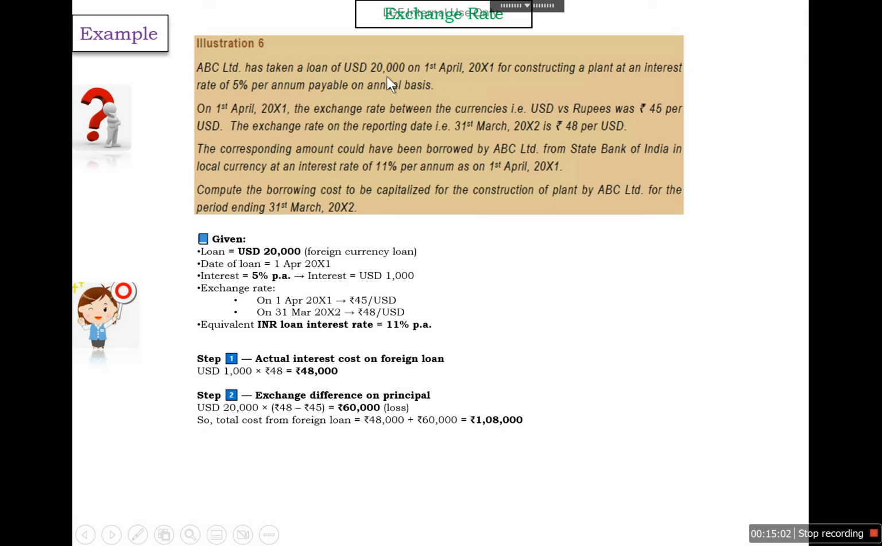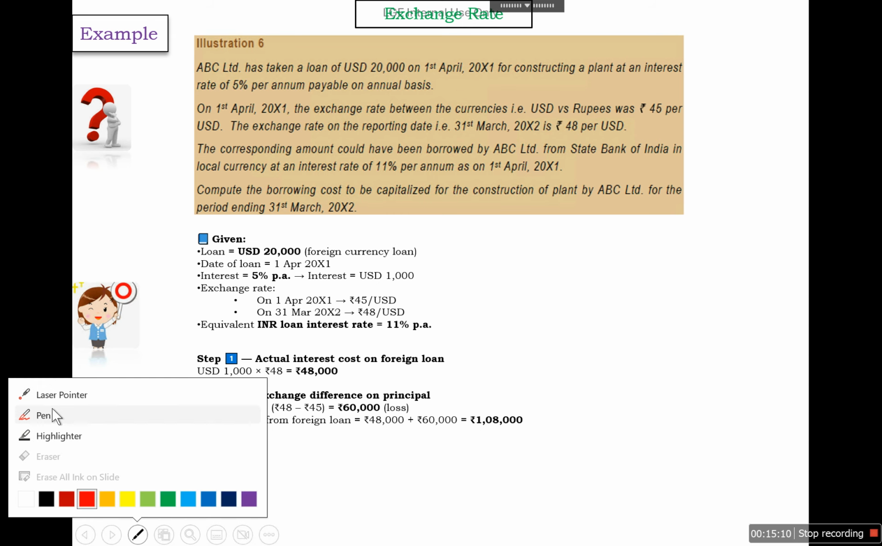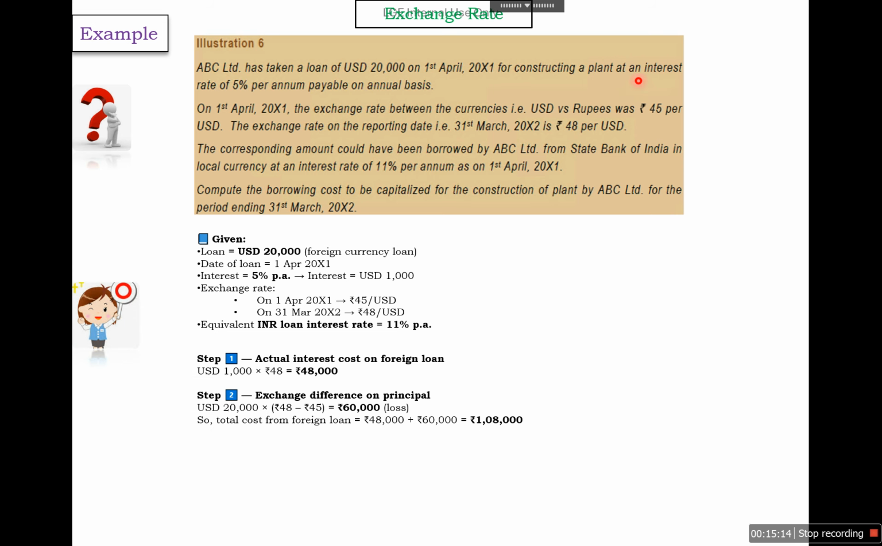ABC Limited has taken a loan of 20,000 USD on April X1 for the construction of a plant, at an interest rate of 5% per annum on an annual basis. On April X1, the exchange rate between USD and rupee was 45 rupees per USD. The exchange rate on the reporting date, March X2, was 48. So when the loan was taken on April X1, the conversion rate was 45, but at the financial year closing, the rate was 48. The corresponding amount could have been borrowed by ABC Limited from State Bank of India in local currency at an interest rate of 11% on April X1.